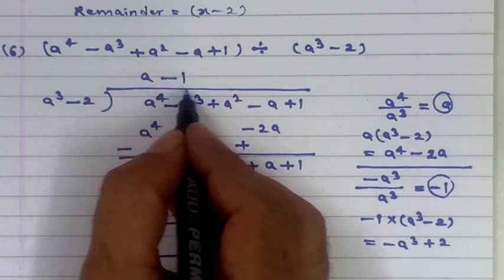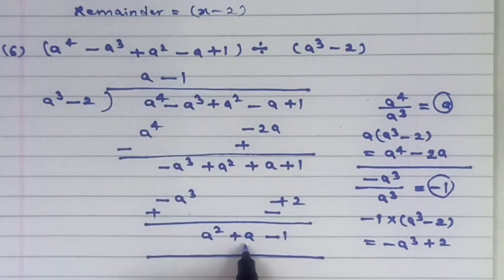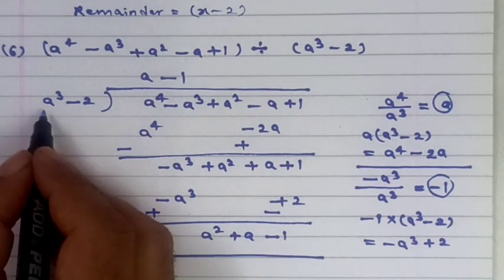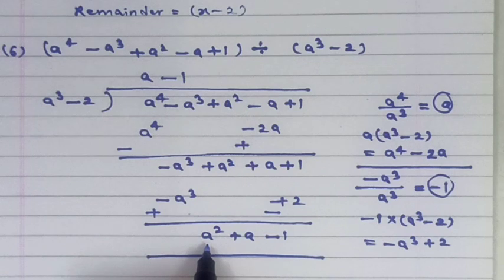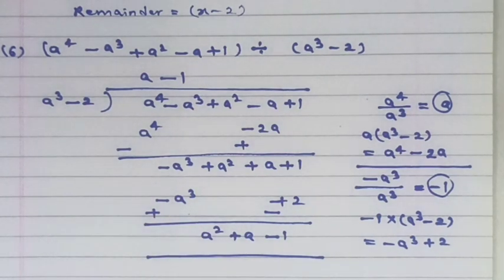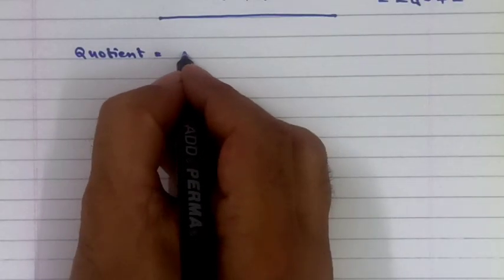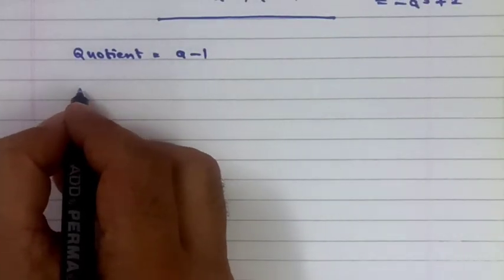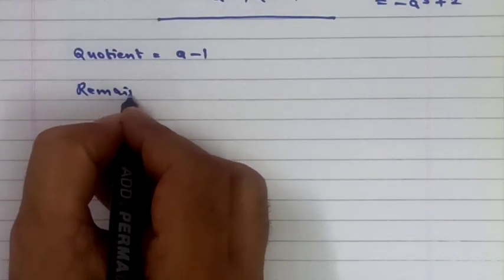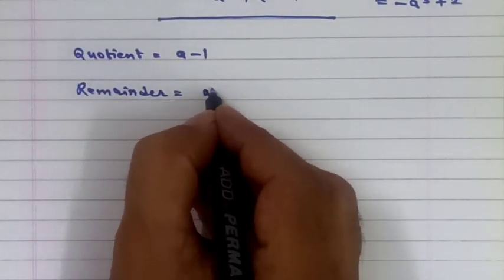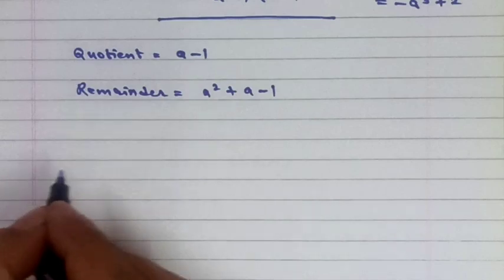So your quotient is a minus 1 and remainder is a square plus a minus 1, because see here it is a square and here it is a cube. The degree of this polynomial which you got here is lesser than the divisor. So write down quotient and remainder. Quotient is a minus 1 and remainder is a square plus a minus 1.